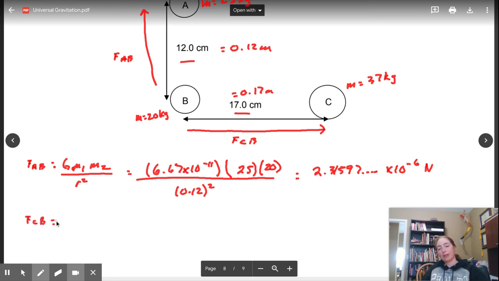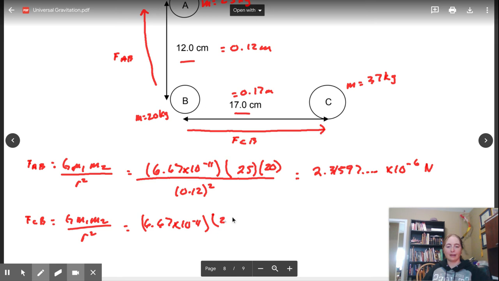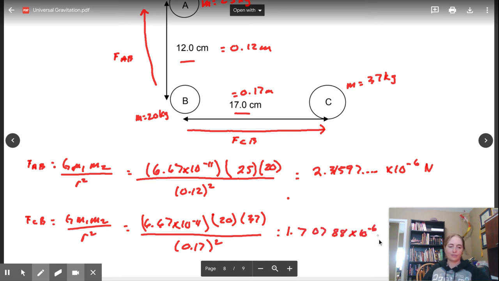So F_CB, same equation. Plug your numbers in. Our mass of object B, 20 kilograms. C, 37. Radius, 0.17, square that. And you are going to get the lovely value, okay. So we now have our two forces.